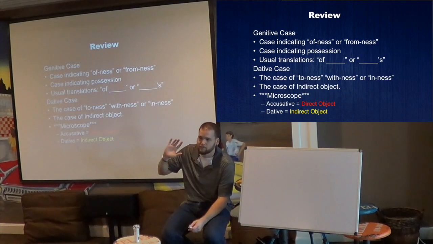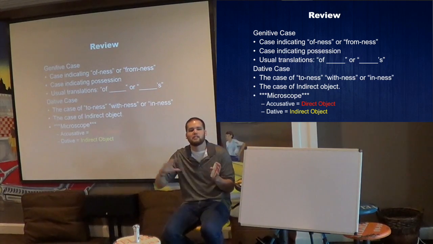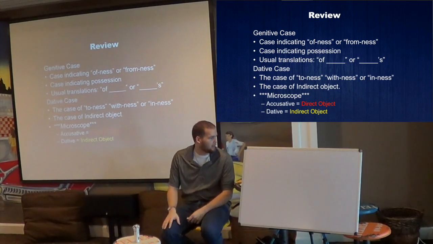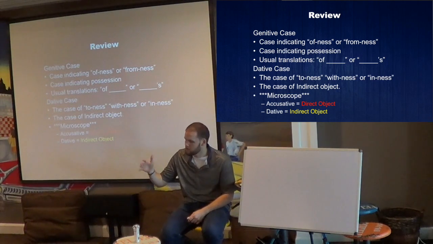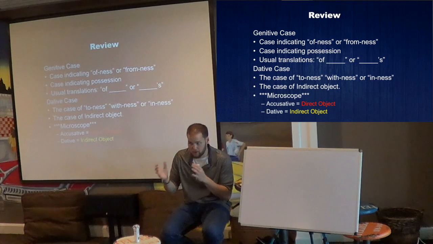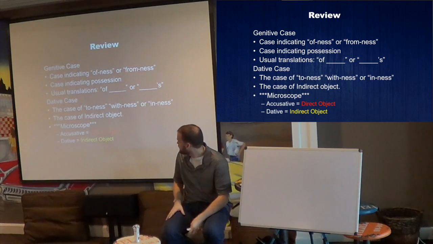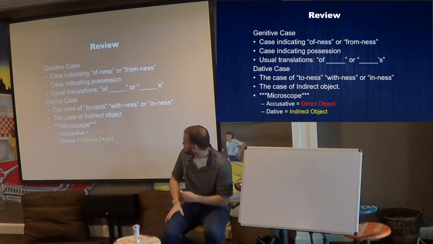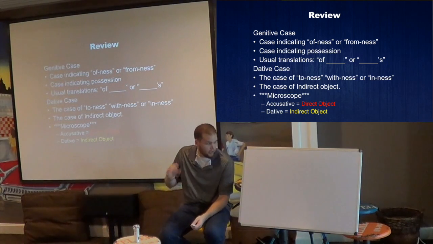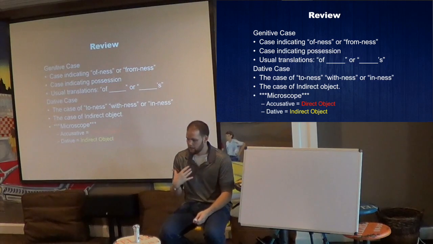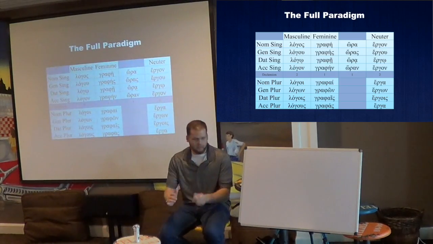Genitive case, you understand? Case of ofness, fromness, generally translated of so-and-so. Dative case is the case of to-ness, with-ness, in-ness, generally translated to or in so-and-so. And it's the case of indirect object, so your preposition case is usually dative. We're going to talk about prepositions today, so that'll help. And this is the full paradigm.